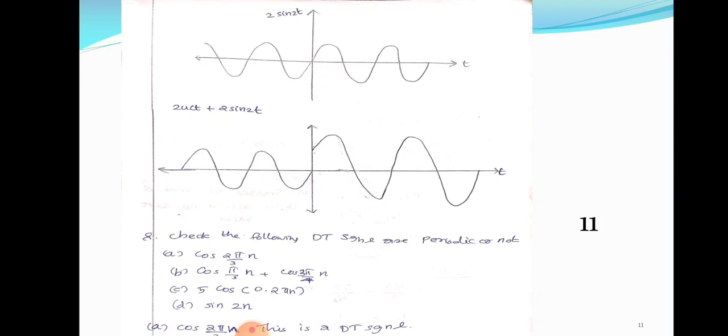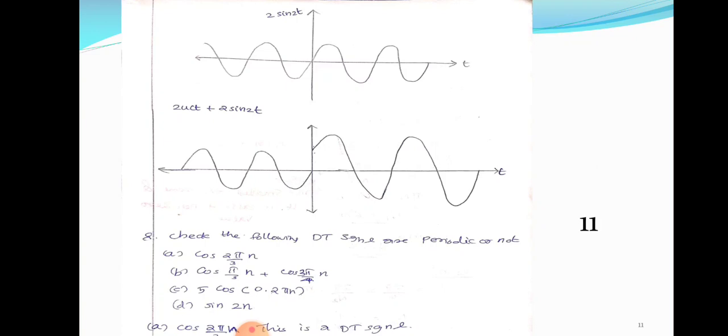So first question, the given signal is cos 2 pi by 3n. The given signal is cos 2 pi by 3n. How can we check whether the given discrete time signal is periodic? It is very simple. The procedure of determining whether the given signal is periodic or not in the case of discrete time signals is entirely different from that of continuous time signals.